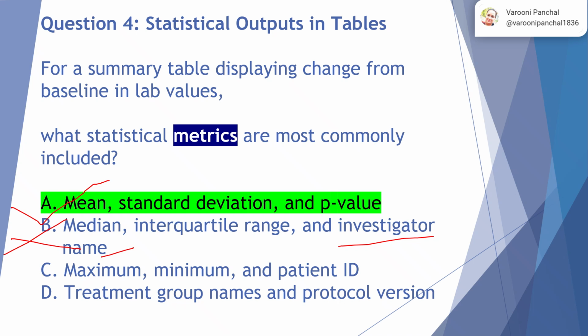Option C says maximum, minimum and patient ID. Now again patient ID does not have any significance in statistical metrics for change from baseline. So C is not the right answer. Option D, treatment group names and protocol version. Now again protocol version has nothing to do with change from baseline, right? So option D is not the right answer. The correct answer is mean, standard deviation and p-value.